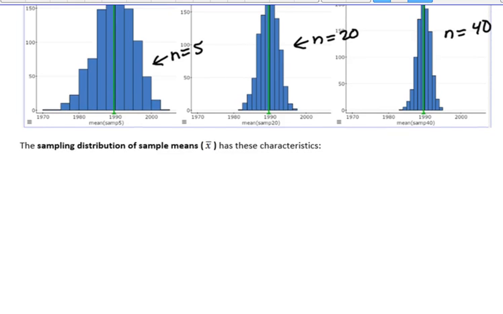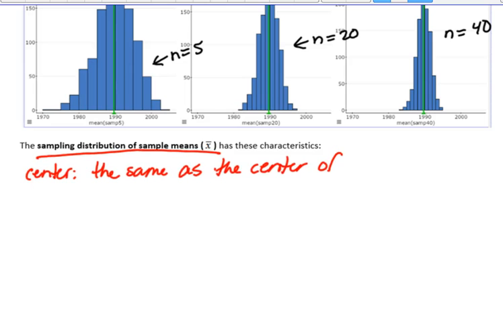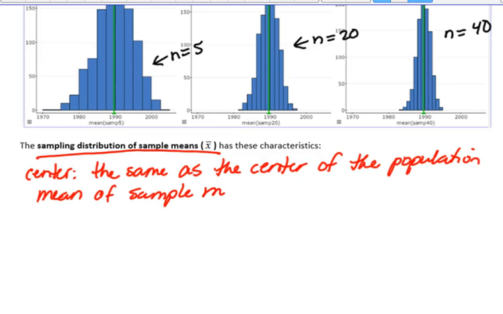We noticed that the sampling distribution of sample means has these characteristics. The center is the same as the center of the population. In words, we say that that is the mean of the sample means equals the population mean. In symbols, we would say mu of x bar equals mu.